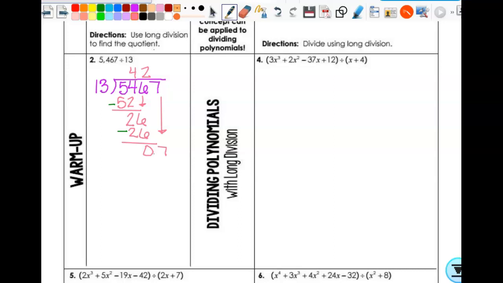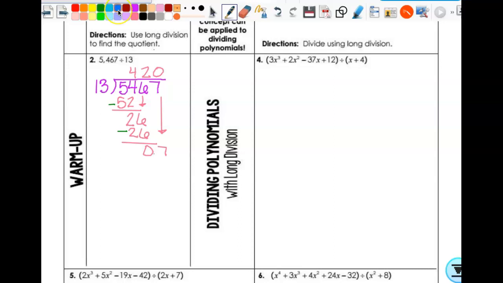No, because one of the reasons you line them up is you have something missing here. 13 goes into 7 how many times? 0. So there's a 0 here. That 0 is very important. And then, obviously, when I multiply it back, I have a remainder of 7. When you very first learn to divide like this, your answer is something like 420 with a remainder of 7. Then you learn about what to do with that.